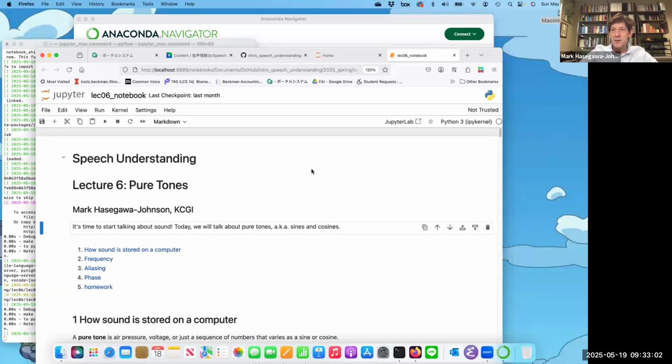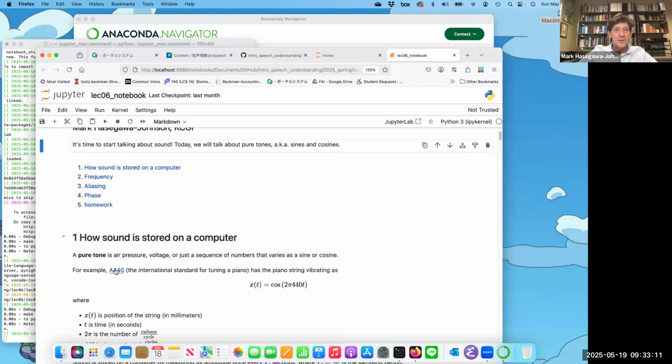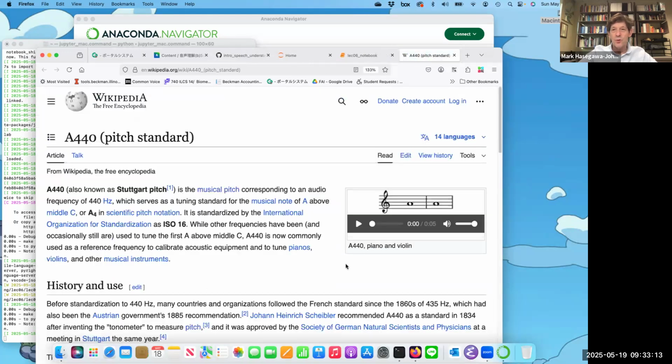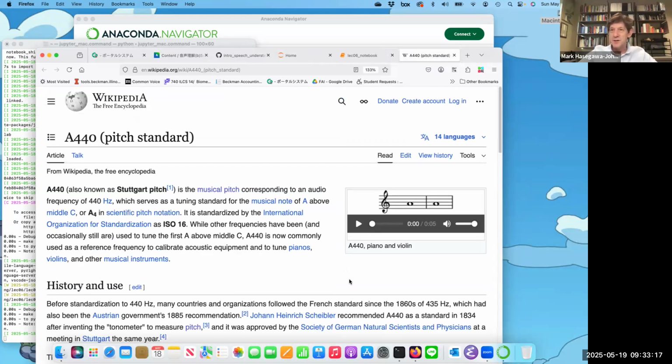So today we're just going to talk about pure tones. A pure tone is a sine or a cosine. So we can actually go to Wikipedia, look up A440. Here's the A440, the pure tone, which is the tone that's used to tune all pianos and all standard musical instruments.